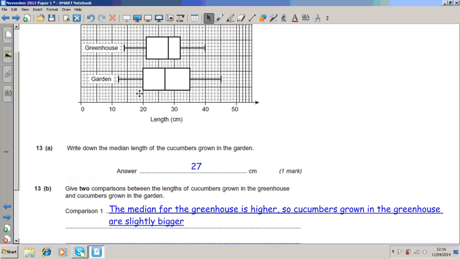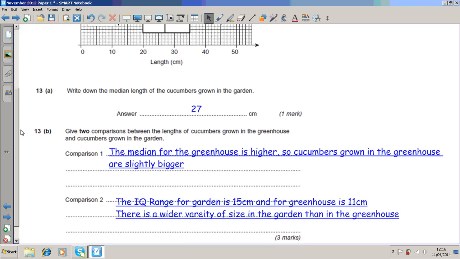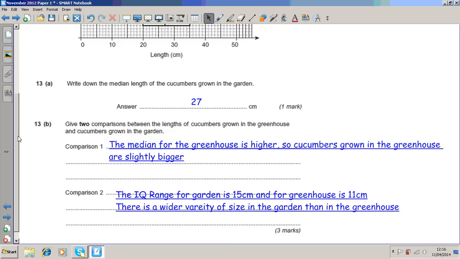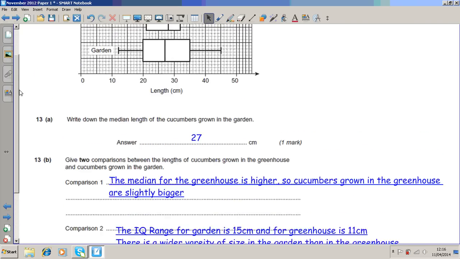And we could take the same range for that. The range is a lot wider for the garden than it is for the greenhouse. So you could swap interquartile range with the range and just work that out and see the difference there.